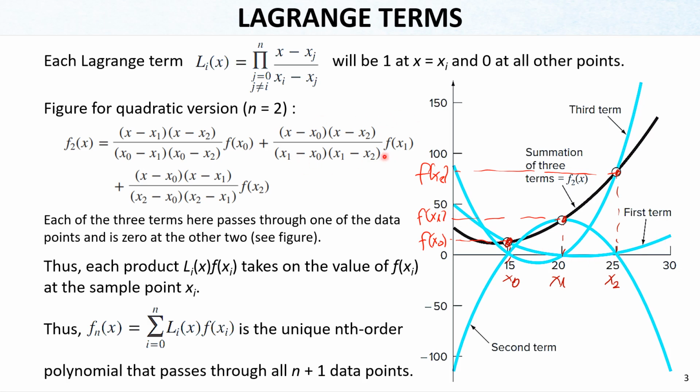For the second term, it's the same. It should be passing through fx1 here. And for the other two, this is the second term. From 15, it should be passing through 0. For 25, it should be passing through 0 as well. So it becomes like this.